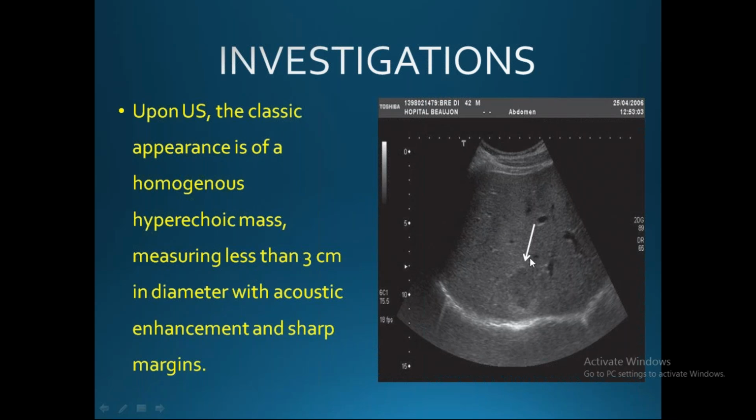And this is the ultrasonography. I don't know if you could make out, but there is an arrow showing you a lesion in the liver. I'm marking it with my cursor. So here it is. It is a hyperechoic mass. When it is hyperechoic, you always see it as black in color.